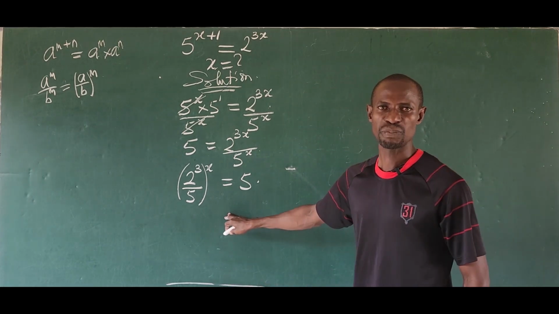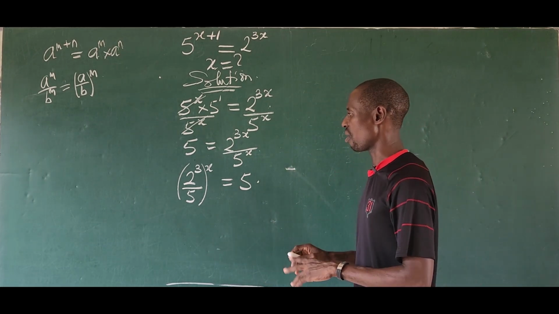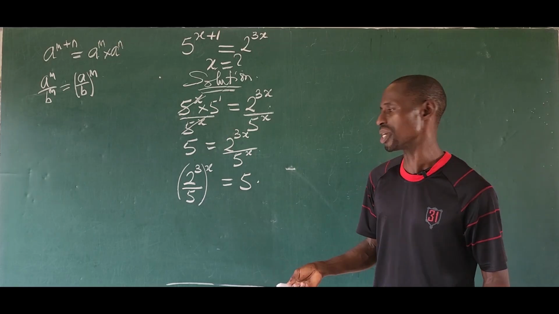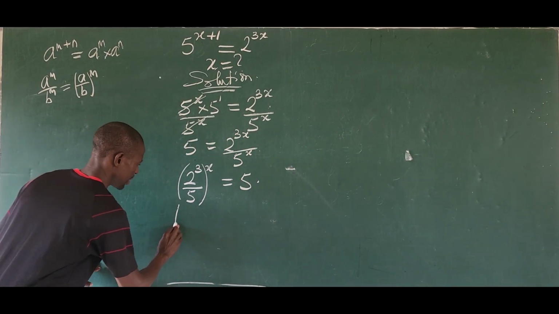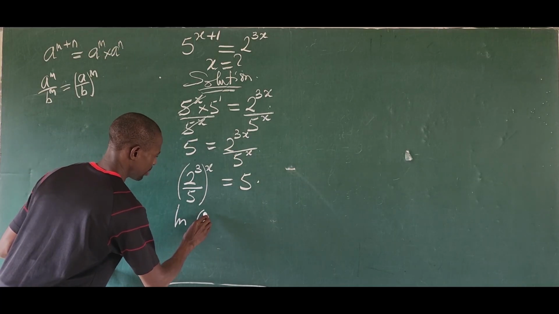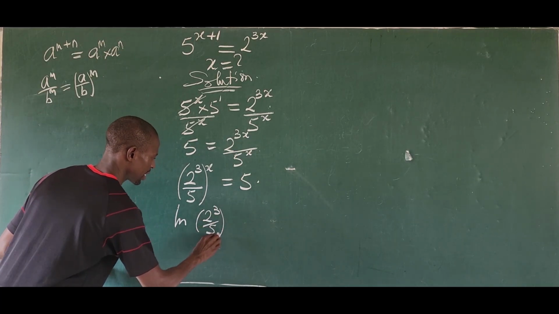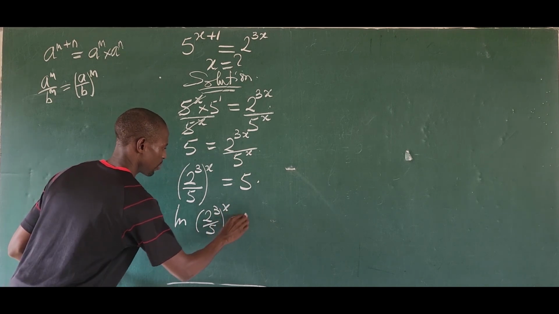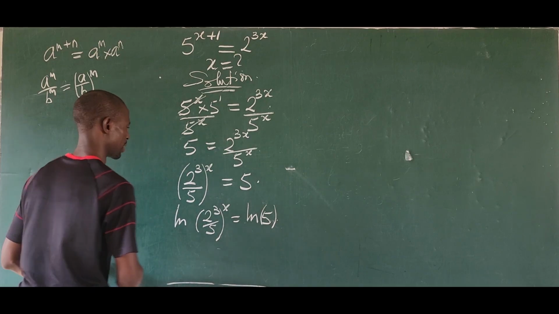Easy. So at this point, we just have to either take log to base 10 or ln of both sides of the equation. So let's take our ln. So we're going to have here the ln of bracket open 2 to the power of 3 all over 5 close bracket all to the power of x is equal to the ln of 5. Let's put this in bracket.